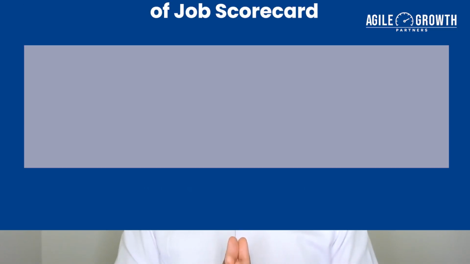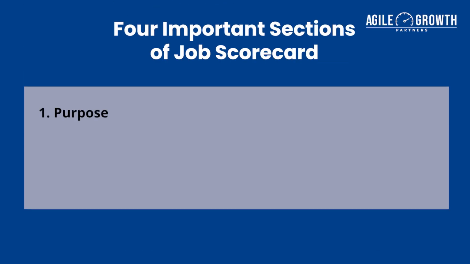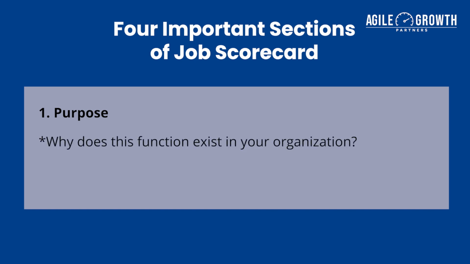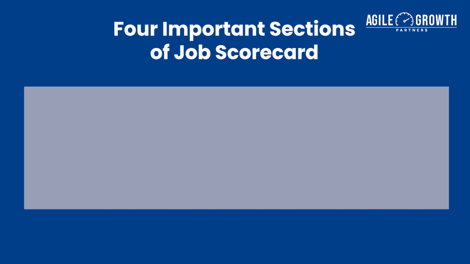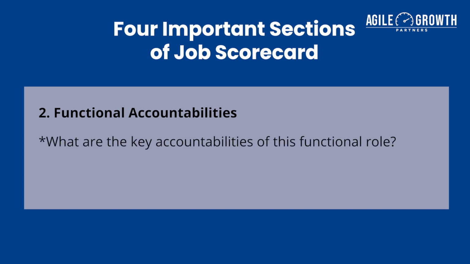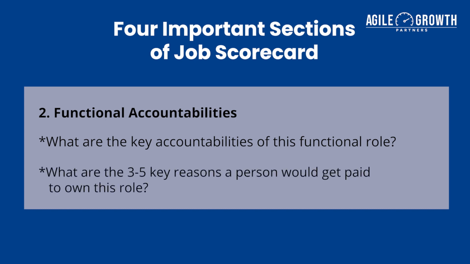Your job scorecard has 4 sections. First, it has a purpose. This should be a short sentence that answers the following questions. Why does this function exist in the organization? What is the linkage between this role and the organization strategy? Next, it has functional accountabilities. This should be the 3 to 5 key accountabilities that this functional role owns and answers the questions. What are the key accountabilities of this functional role? What are the 3 to 5 reasons a person would get paid for this role?